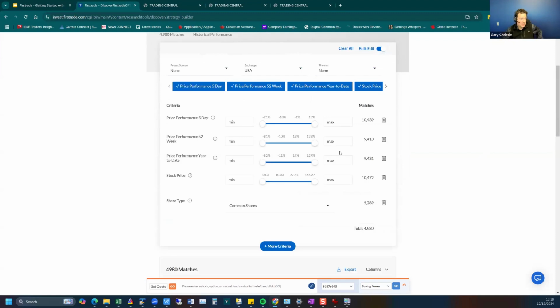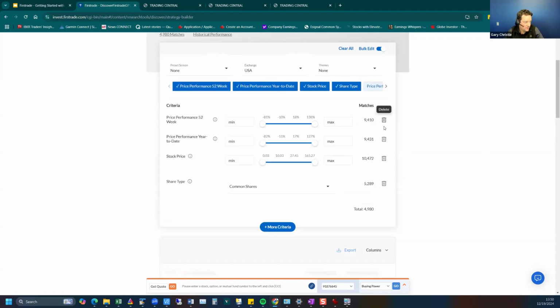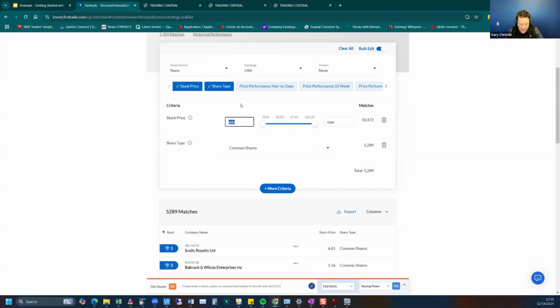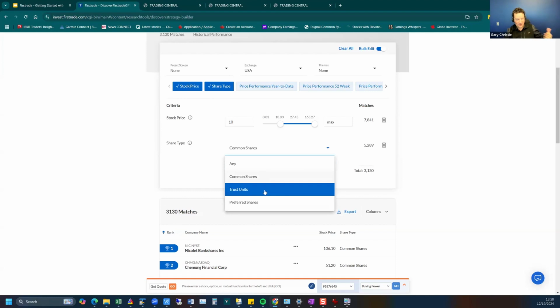Now, if I hit bulk edit, it's going to tell me what I have in my screen right now. So I have a bunch of price data and history. I don't really care much about the price performance. I'll remove some of this for now. If I have stock price, I like to leave mine at minimum $10 to make sure I don't get too many junior companies, but everyone's different, right? I like common shares, but I can also search trust units or preferred shares. I'll keep it to common shares.